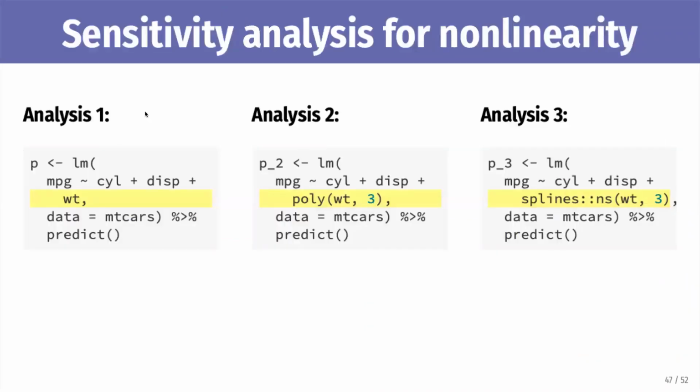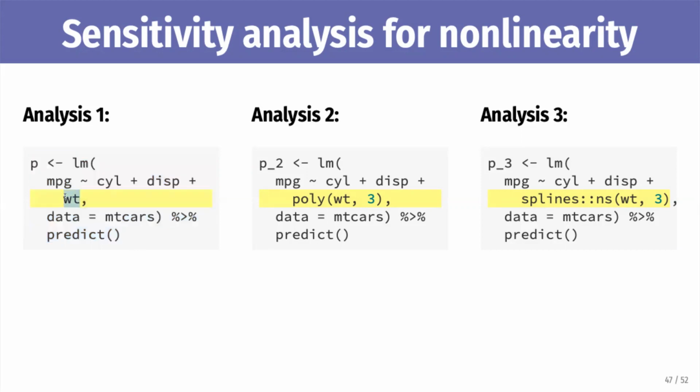Okay, so here's how I would do this in R. Sensitivity analysis for nonlinearity. The assumption here is that I'm fitting a linear model. I'm trying to predict miles per gallon, and I've got 3 variables in my model: CYL, DISP, and WT for weight. The variable I'm worried about is WT, the weight variable. Ultimately, the thing I'm interested in is the predicted values, so I'm taking my linear model and using the predict function to get the predicted values out of it. The thing I'm trying to give my client is these predicted values. My goal is prediction here.